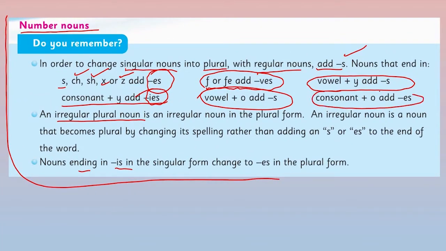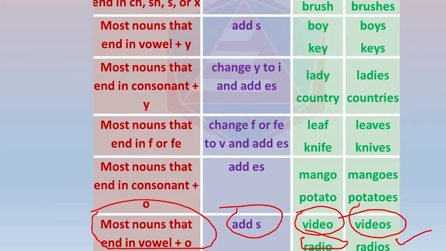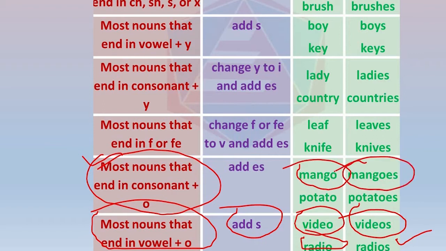Look at the last one here. Consonant plus o, we add es to make it plural. How? Look at the examples here. Most nouns that end in consonant plus o sound, we add es at the end to make it plural, like mango, mangoes. We have added es to make it plural. Potato, potatoes.